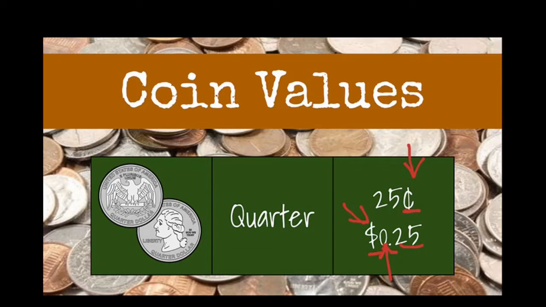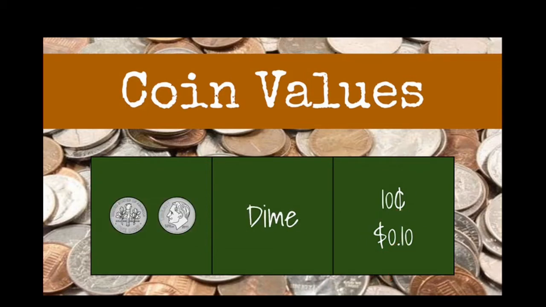So let's go into the next coin. The next coin in the United States that has a higher value than the others is the dime. Now, the dime is the smallest of the coins, but it doesn't have the smallest value, okay? Its value is 10 cents or $0.10. So that is the dime.